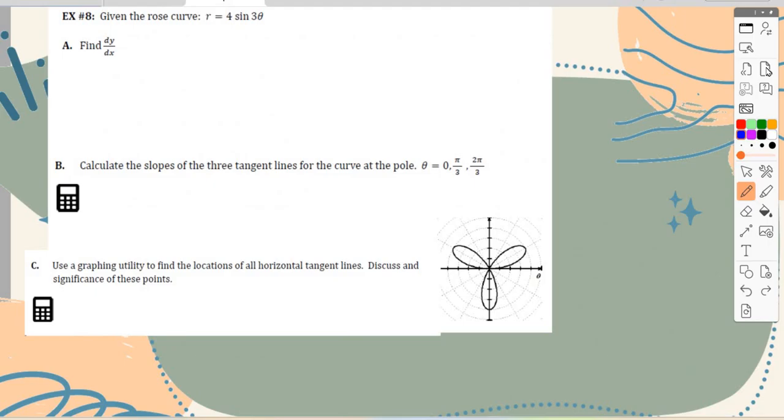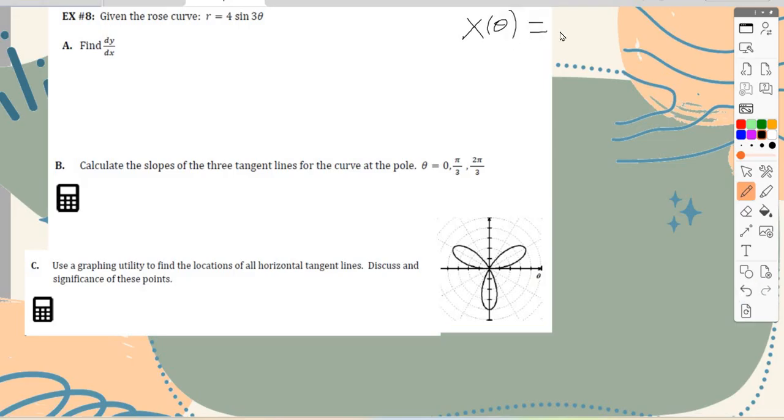Given the rose curve, which is named that way because if I look at the bottom right, it has petals, and so we call them rose curves. So what's this one ask us to do? Cool. What do I need in order to be able to do that? Y's and x's. Do I have y's and x's right now? No. Okay. So if I wanted x, what would I have to do with my equation?